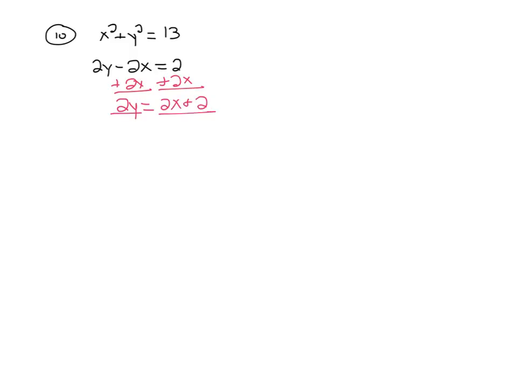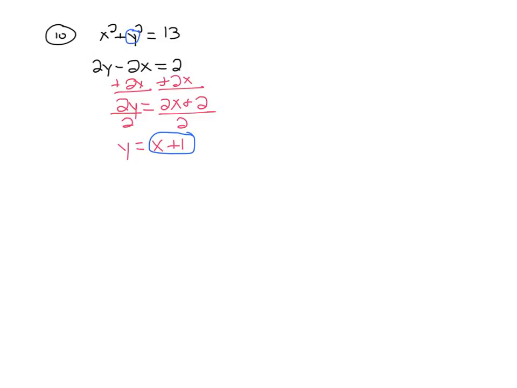And then I'm going to divide by 2. So when I do, 2x divided by 2 is 1x, or just x, and 2 divided by 2 is 1. So this equation transforms into y equals x plus 1. Now, since we know that y is equal to x plus 1, we can take this x plus 1 and substitute it back in for y into the other equation.